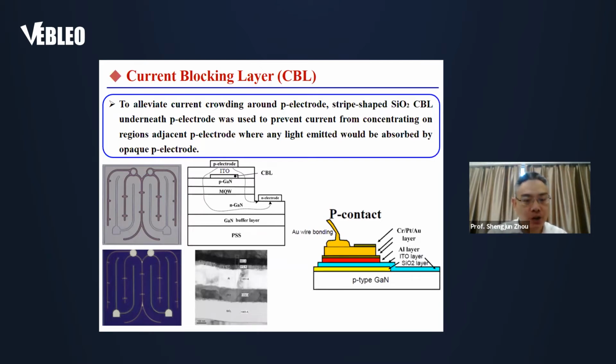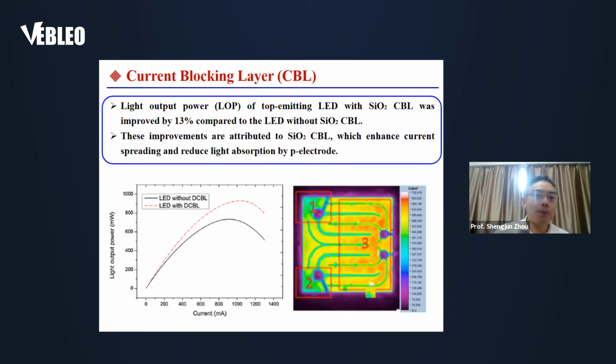opaque P-type electrode. Light output power of top-emitting LED with silicon dioxide current blocking layer was improved by 30% compared to the LED without silicon dioxide current blocking layer. These improvements are attributed to silicon dioxide current blocking layer, which enhance current spreading and reduce light absorption by P-type electrode.